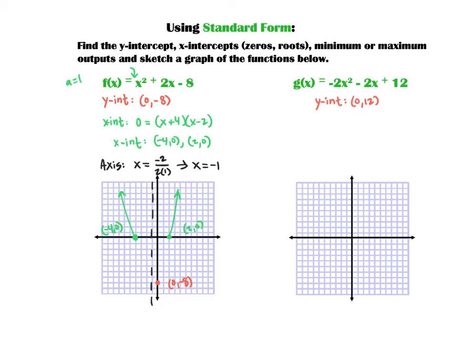So what I want to do is find f of -1. Well, that would be -1 squared plus 2 times -1 minus 8. That's going to be 1 minus 2 minus 8, which will be -9. So it looks like I'm going to have my minimum value at 0. Oops, sorry, that's wrong. At -1, -9.